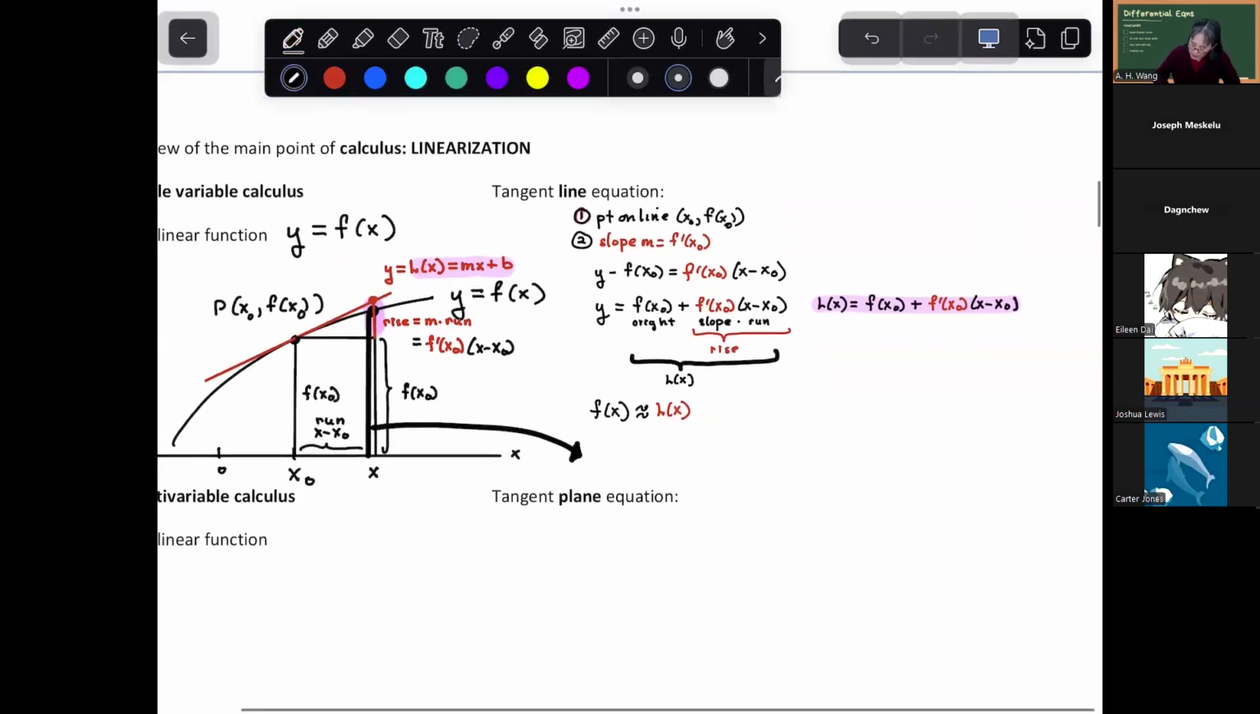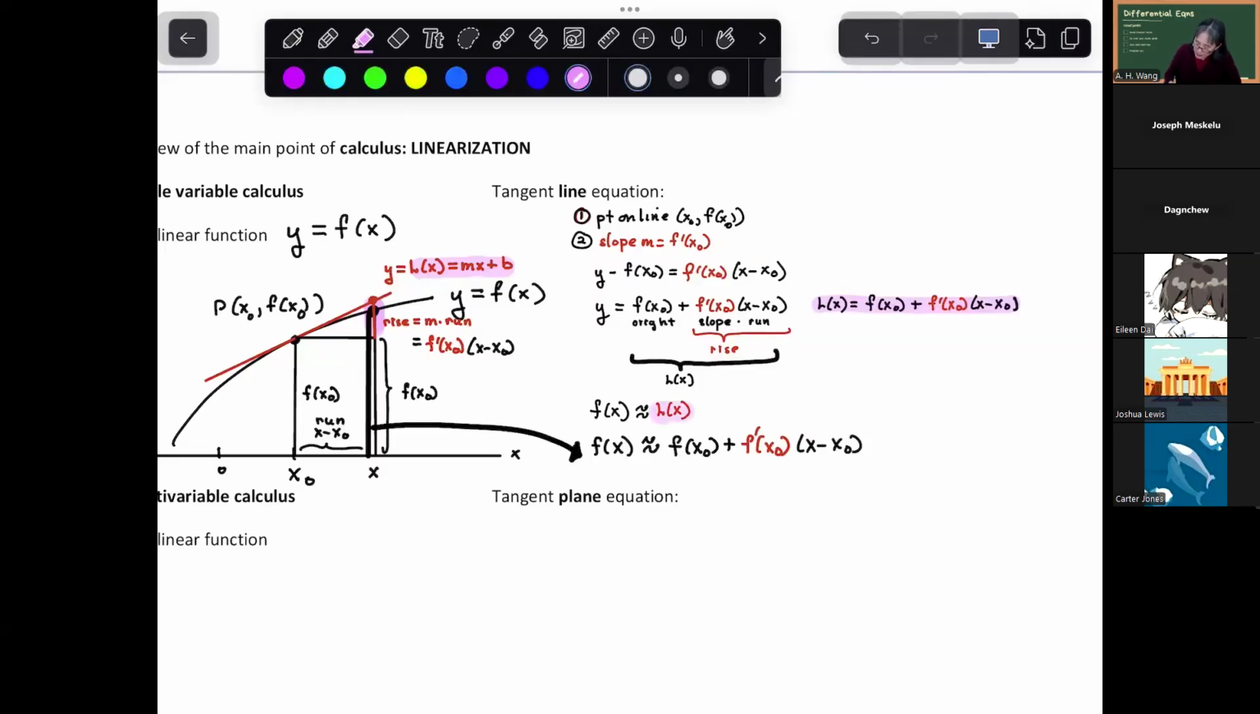Okay, so what you have is f of x. The true height is approximated by the original height plus f prime of x naught, the slope, times the run, right? Because this is the L of x right here. This is the L of x. That's who he is. There he is. So this is the equation of the tangent line.